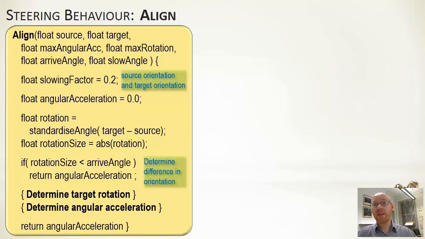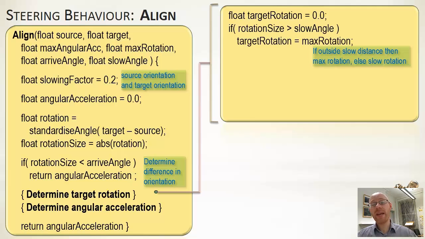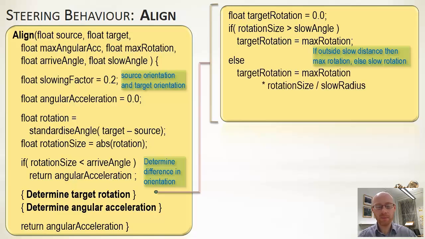For the target rotational speed, very, very similar again. We work out, okay, are we greater than the slow angle? If so, we're rotating as fast as we can. Other than that, we're going to pick a rotation scaled on how far out we actually are. And the slow radius here can be used to control how drastic that reduction is.